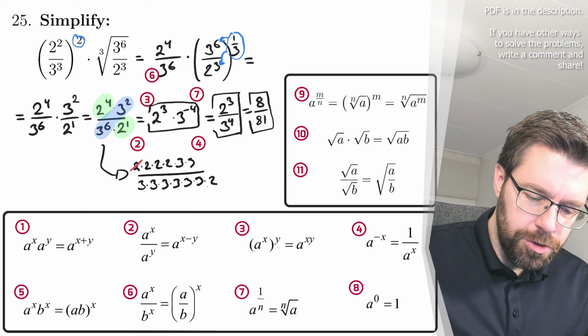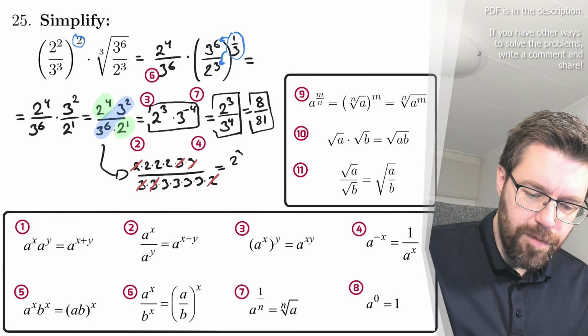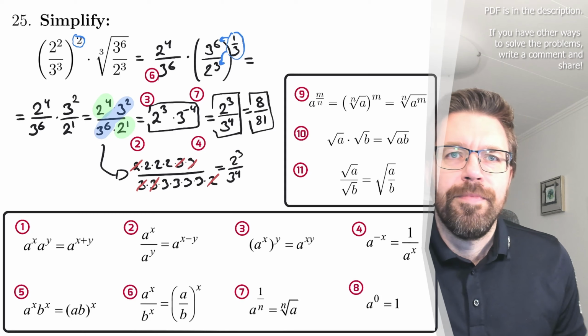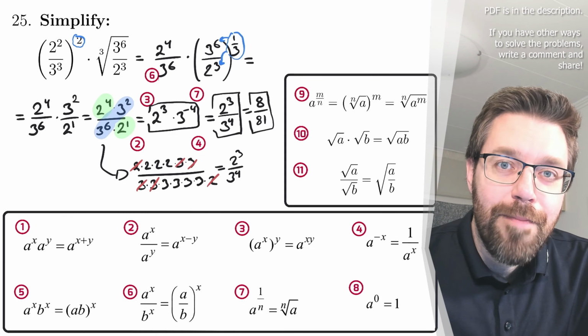And then we have only 2 raised by 3 divided by 3 raised by 4. So you can solve this problem in many ways.